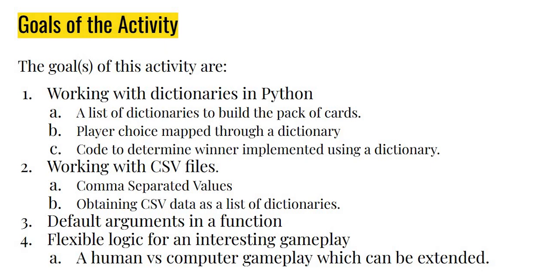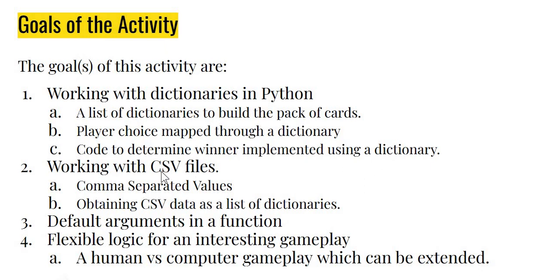Remember, fundamentally, we are learning Python programming, and hence we have very clear learning goals from every activity, and this activity is no exception. First and foremost, we are going to continue working with dictionaries in Python. We looked at dictionaries first in context of the laptop store. We learned that dictionaries are these key value pairs, very powerful. We will use a bunch of dictionaries again in this project. For example, we will use a list of dictionaries to build the pack of cards. We will map the player's choice through a dictionary so that it becomes easy to play. We will write our code to determine winner also using a dictionary because it leads to a very interesting implementation.